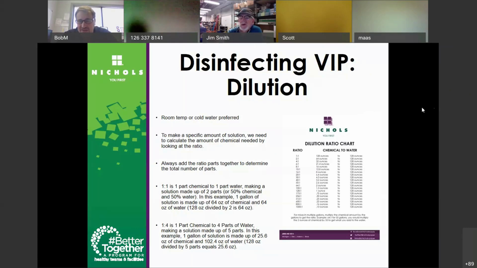The ramifications of it not working well, when you dilute it too weak, or if you dilute it too strong, more is not better in this case. These products are formulated, again, they're pesticides. They are formulated to work with water in the ratio that is there.